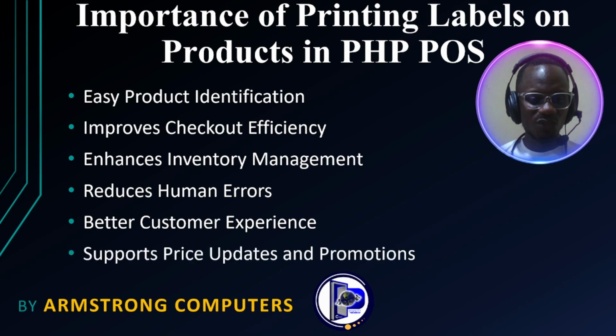The sixth one is that it supports price updates, especially promotions. Let's assume that you want to make a promotion on a product. You can locate that particular product quickly and update the pricing by reducing the price, so far as promotions are concerned, or probably increase the price. So this is all about the importance of printing labels on products so far as the hypertext preprocessor is concerned.